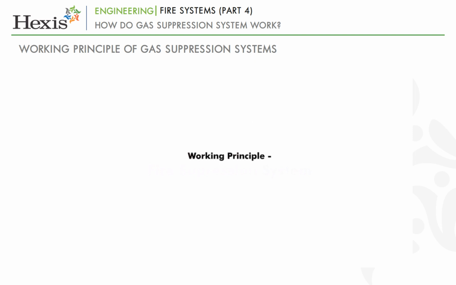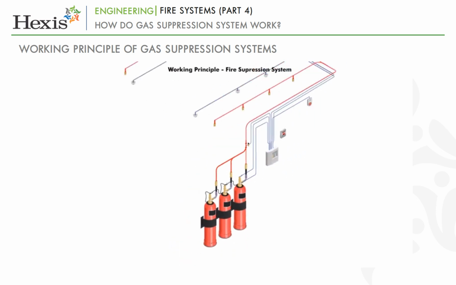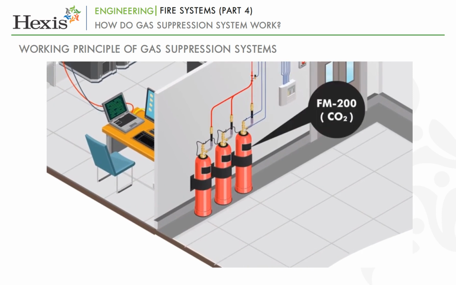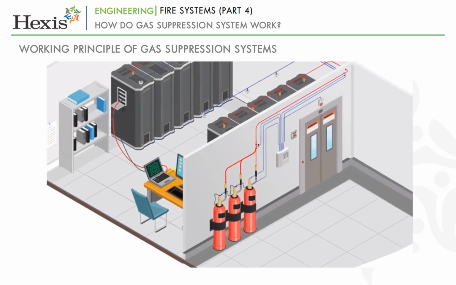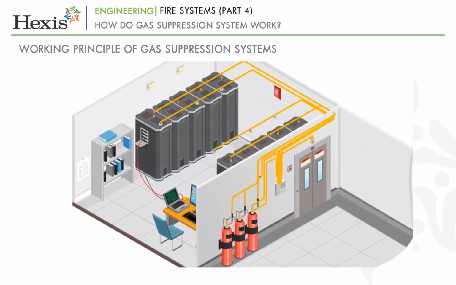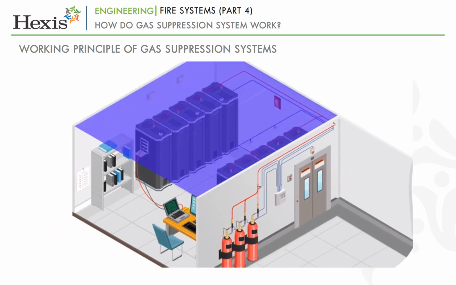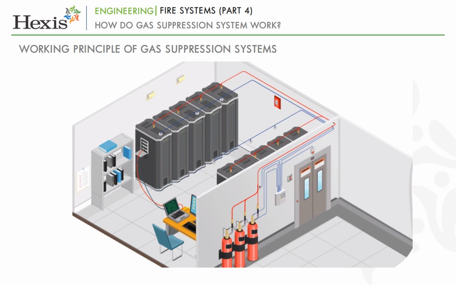Let's now see the working principle of a gas-based fire suppression system with the help of an animation. When a gas-based fire suppression system is installed, cylinders containing the clean agent, such as FM200 or CO2, are stored separately from the protected area. They are connected to the protected spaces through a piping network that connects to nozzles, spaced out in a manner to cover the entire protected space and also ensure adequate distribution of the agent throughout the protected space.